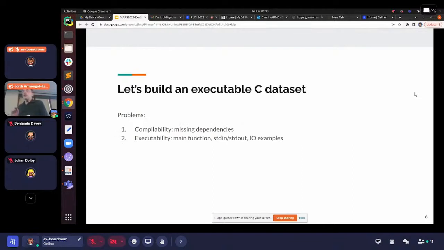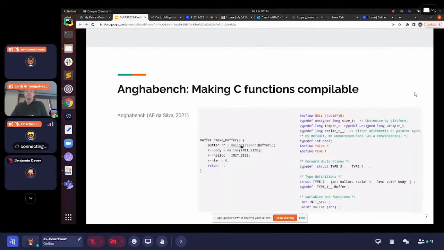Basically, there are two problems. The first main problem is compilability, meaning you cannot compile C functions in the wild because there are missing dependencies. The second problem is executability, meaning that you also need the harness of a main function calling the function you want to execute, reading data from the standard input and writing data back to the standard output. And finally, you also need input-output pairs.